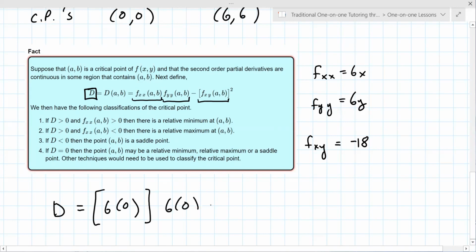This is 6 times 0 for the next part, minus 18 squared. So it's 0 times 0, and you only care about the sign. So you'll see that whatever this number is, it's negative. So D is less than 0.